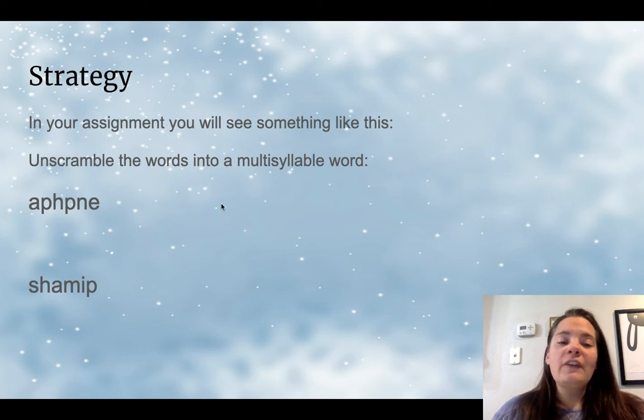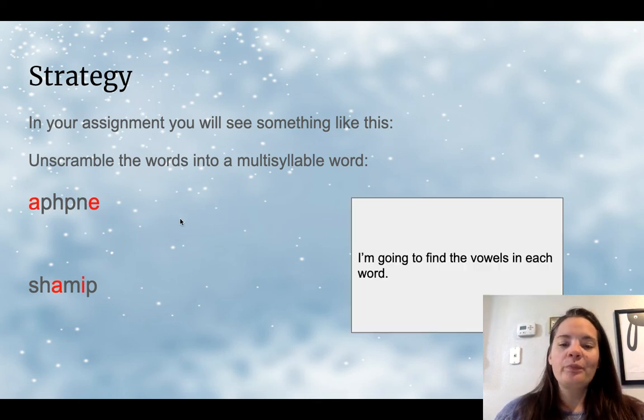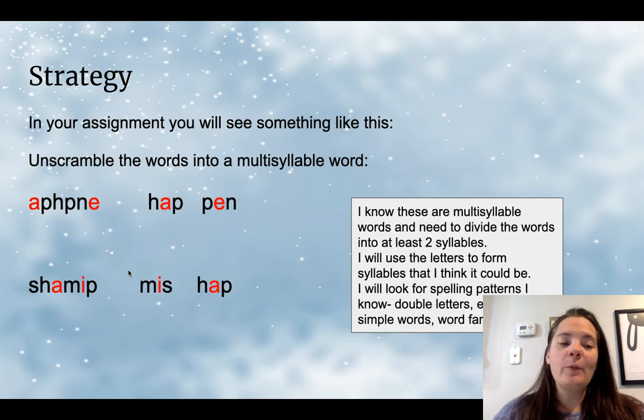Okay, so let's talk about a little bit of a strategy. Your assignment for today is going to look something like this. You're going to have some words that you need to scramble. And they're multi-syllable words and they're closed syllables. So first and foremost, what I'm going to do is find my vowels. So I'm going to find the A and the E, and then over here there's an A and an I. I've highlighted them in red. Okay, they're going to help me form my syllables.